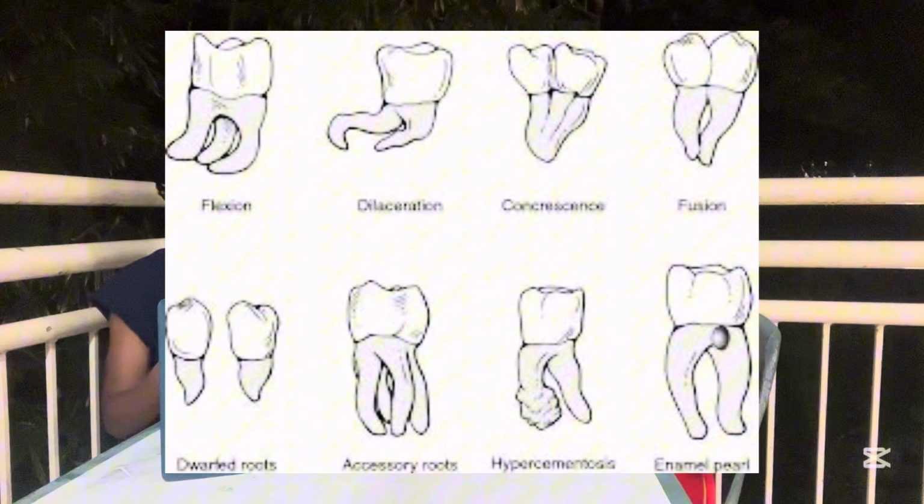Lastly, your root morphology or shape and number of roots on the tooth are another determinant of the difficulty for an extraction. Roots that exhibit flexion, dilaceration, concrescence, fusion, accessory roots, hypocementosis, or enamel curls add major difficulty to an extraction, as the path of extraction is not direct. Luckily, the roots of your tooth appear within normal limits and do not add a challenge to the procedure.